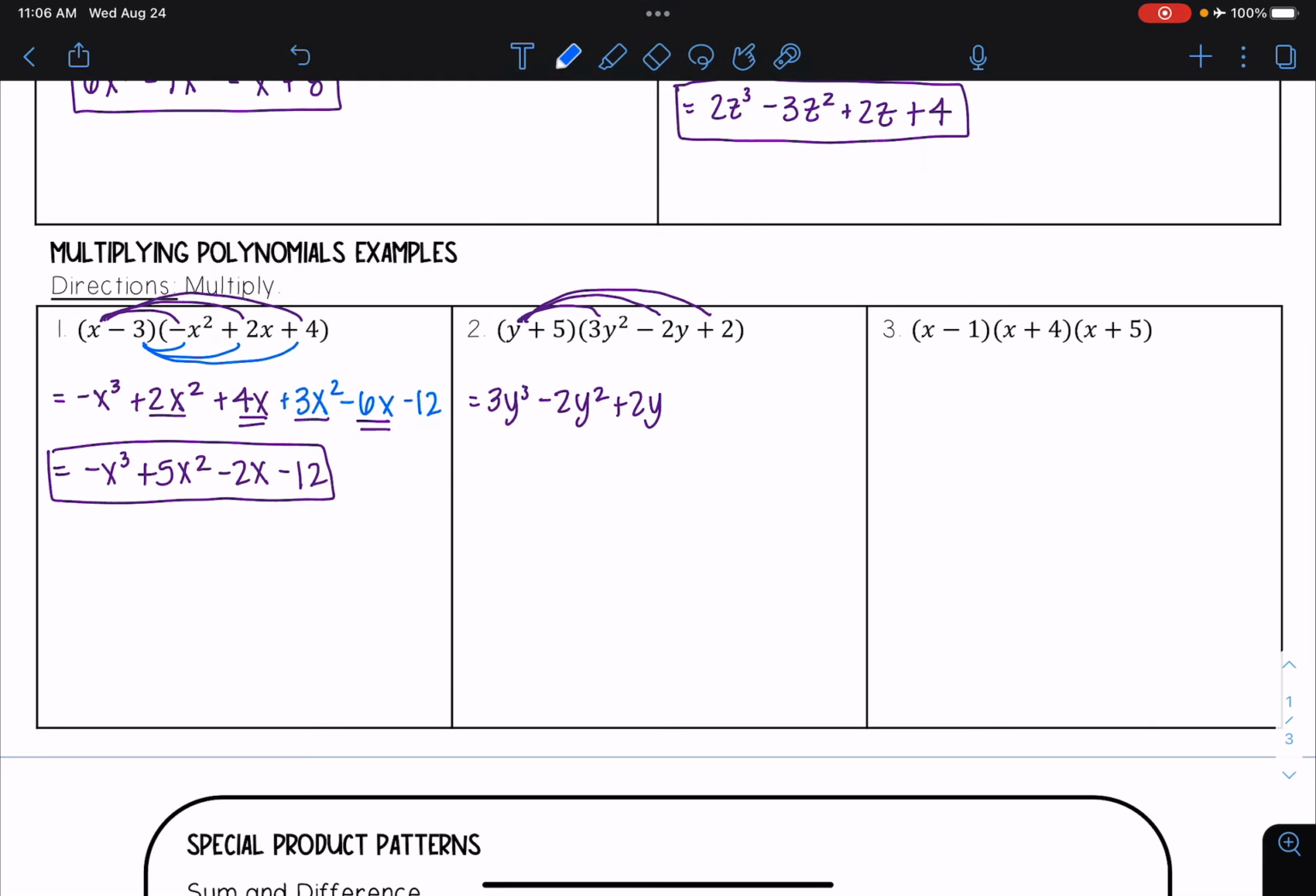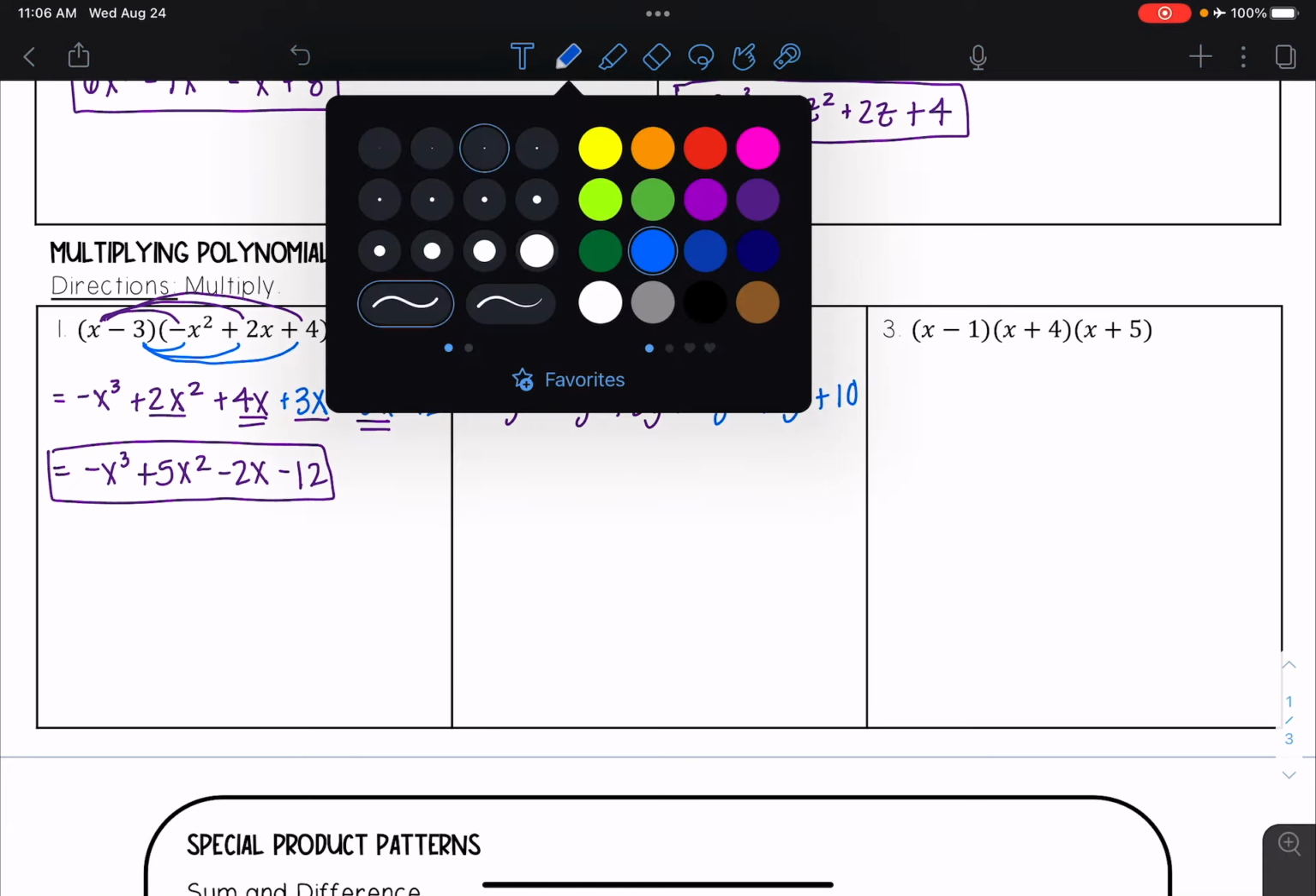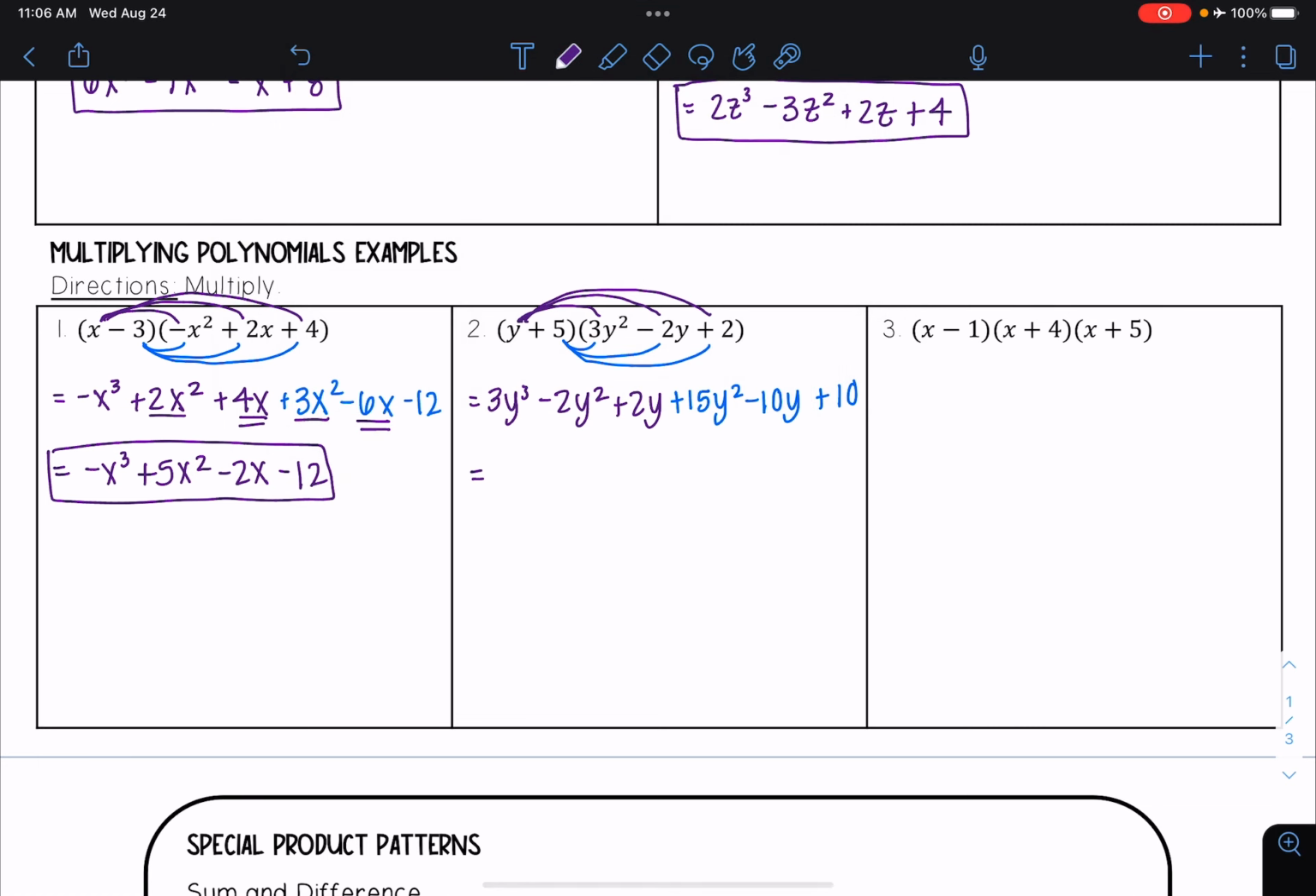And then I'm going to distribute that 5. So 5 times 3y squared, I get 15y squared. 5 times negative 2y, I get negative 10y. And then 5 times 2, I get plus 10. Last step is to go ahead and combine like terms.